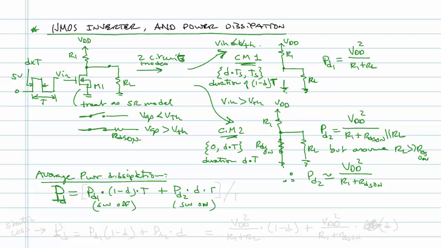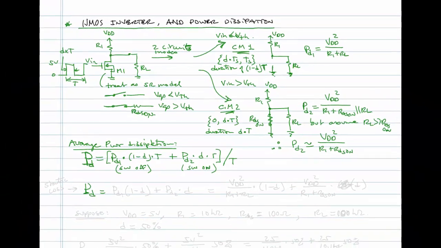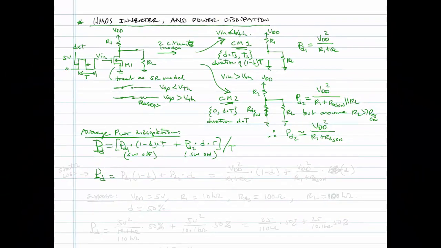So we can rewrite this. Oh, and I forgot, this whole thing is going to be divided by our total period T, because we're taking the average. So all our capital T's drop out. What we end up with is PD1 times 1 minus D plus PD2 times D.